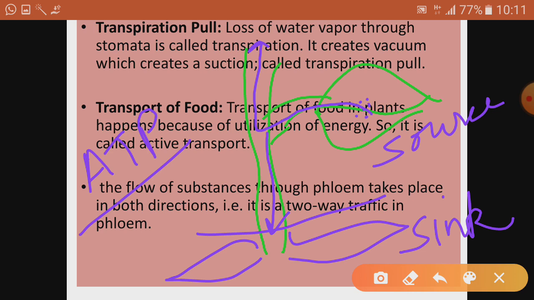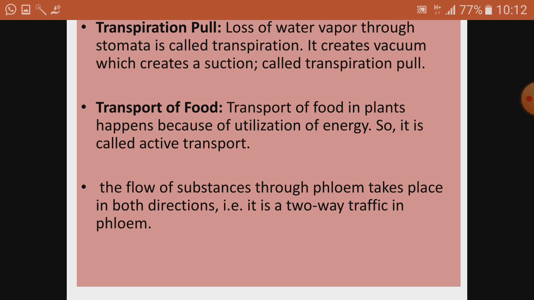But here in case of translocation of the food in phloem, ATP expenditure is there. Means ATP or the energy currencies are utilized. Okay, so transport of food or translocation of food is an active process where ATP is utilized. So this is how it happens. Now see, transport of food in plants happens because of utilization of energy, so it is called active transport.